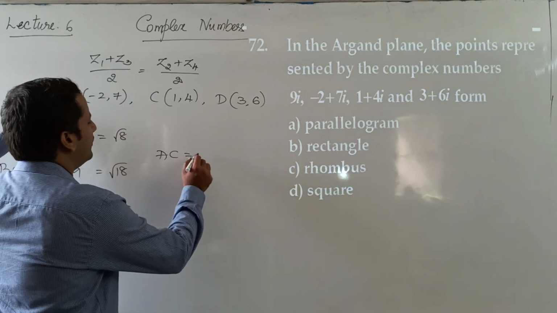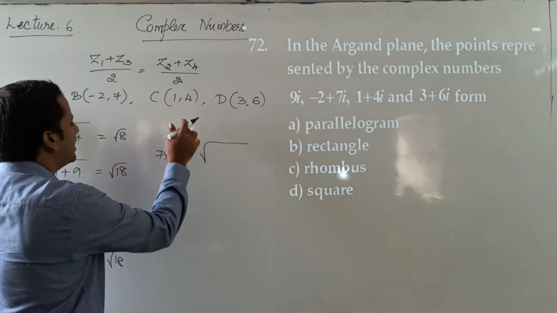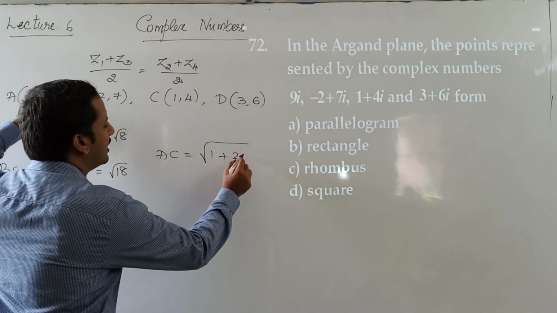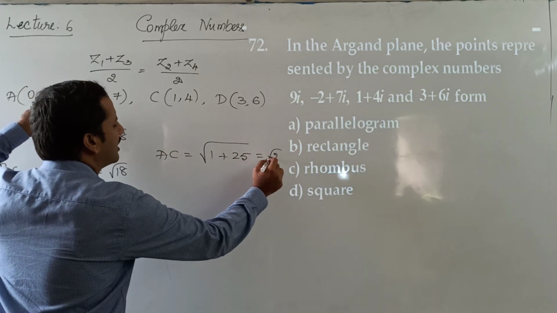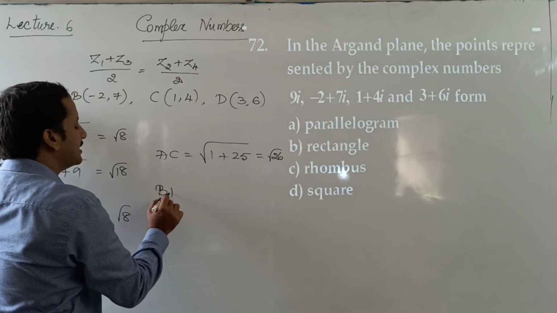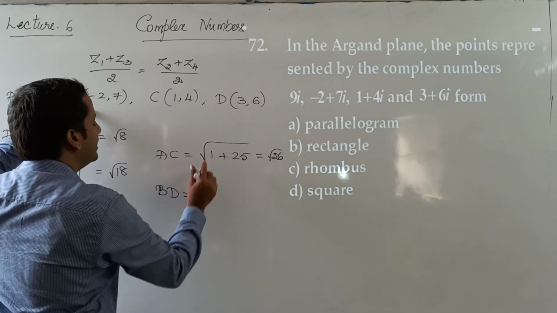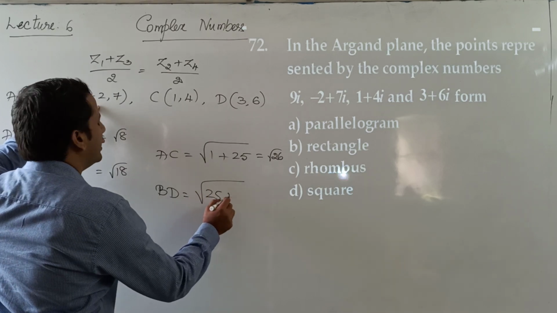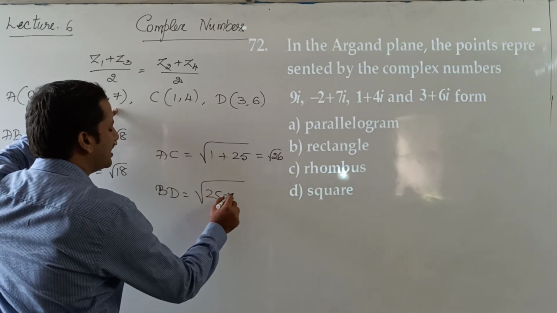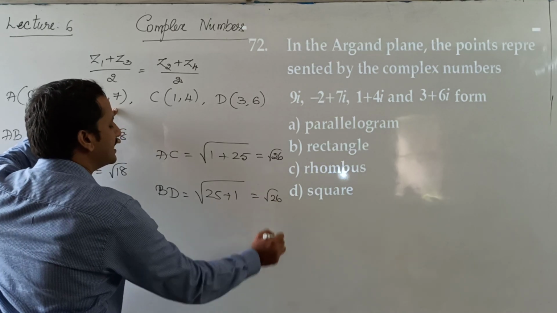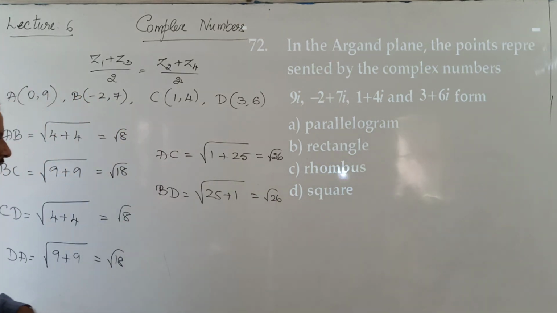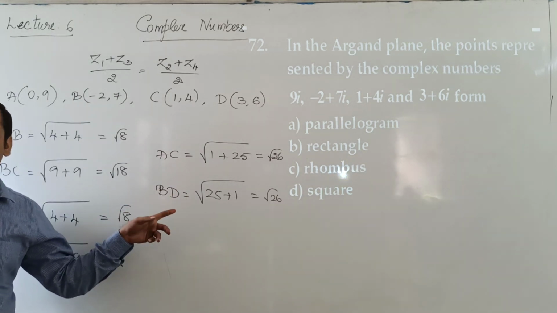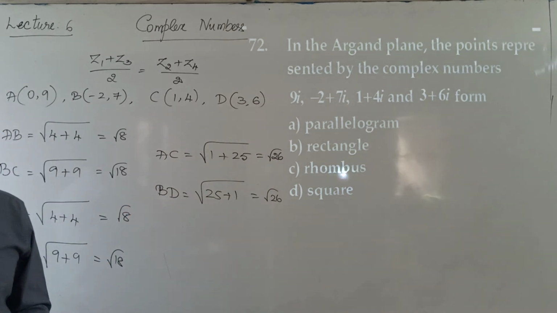AC is equal to root of (1 minus 0) is 1, 1 square is 1, (4 minus 9) is minus 5, whole square is 25. So this will give you root 26. Then BD is equal to root of (3 plus 2), 5 square is 25, (6 minus 7) is minus 1, whole square, root 26. Opposite sides are equal, diagonals are also equal. Therefore, they form a rectangle.